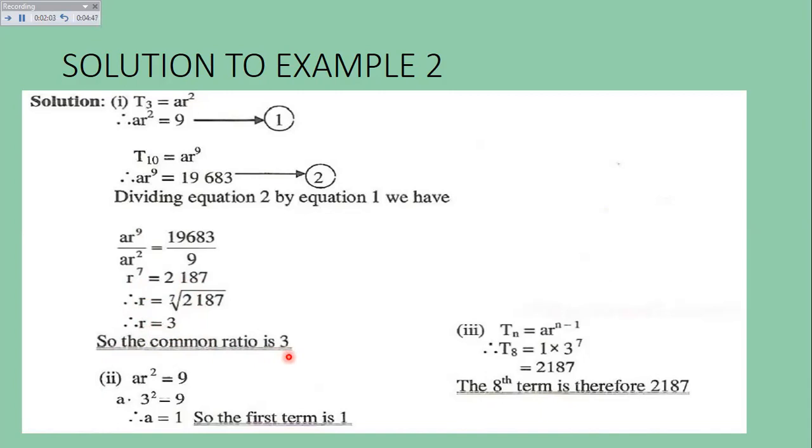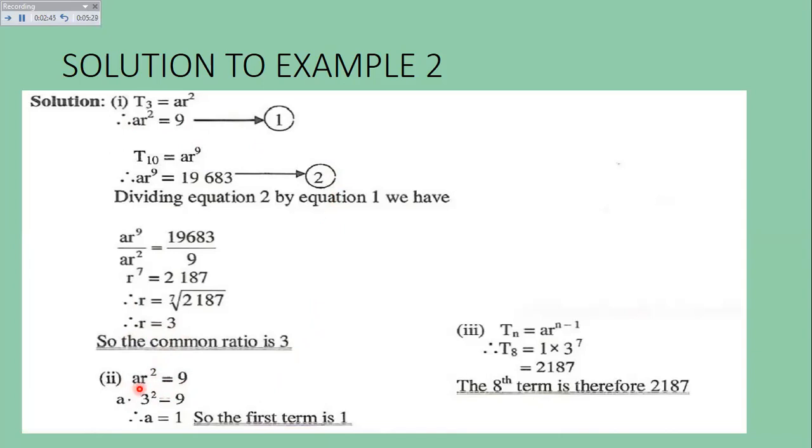Now, if you find the common ratio, then it is very easy for you to find the first term. You can use either expression; you still come up with the required solution. So let's just use the third term: A times R squared is equal to 9, meaning T3 is equal to 9. We have calculated the value for R, which is 3.